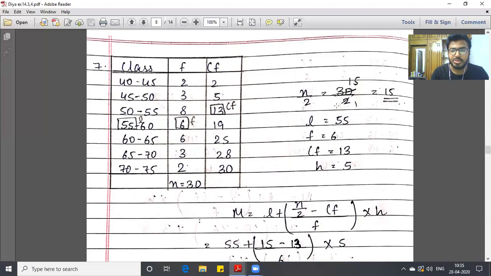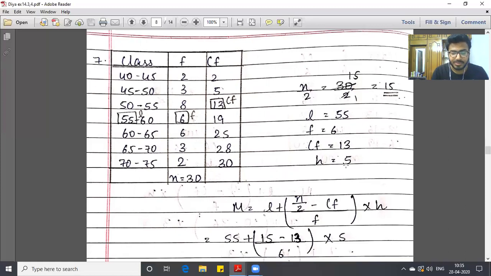Okay, now n by 2 is 15. Okay, 15 comes inside which one? 2, 5, 13, it won't come, it will come inside 19. So it will come inside 19. So this class we have to take, that is 55 to 60. And the frequency also the same, cumulative frequency the above one. Okay, and we are writing the values as it is, and the h value is 45 minus 40, that is 5. So 5 is the h value.